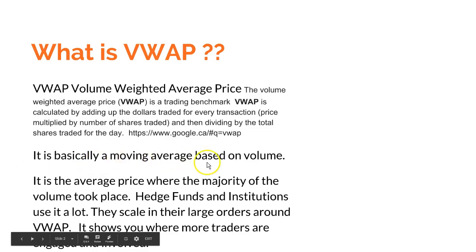It's basically a moving average based on volume. It is the average price where the majority of volume took place. Hedge funds and institutions use it a lot. They scale in their large orders around VWAP. It shows you where more traders are engaged.